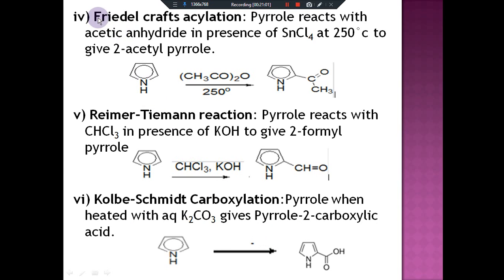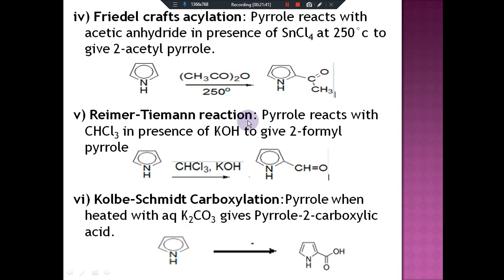The fourth one is Friedel-Crafts acylation or acetylation. Pyrrole reacts with acid anhydride in the presence of a Lewis acid like SnCl4 at 250 degrees centigrade to give 2-acetylpyrrole. Here the electrophile is CH3CO plus. That means COCH3 will be the electrophile and attacks at the second position, and 2-acetylpyrrole will be obtained.